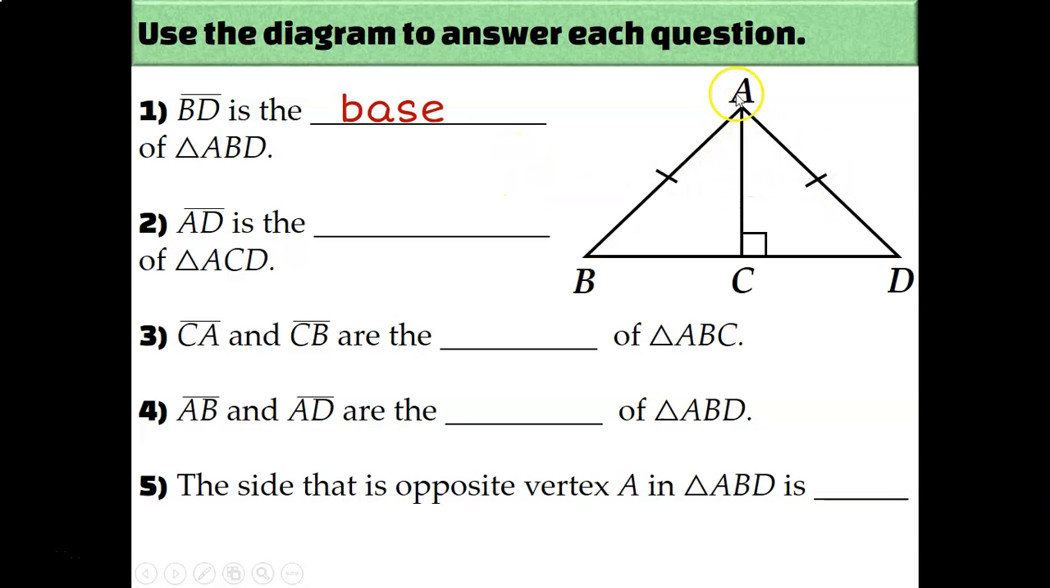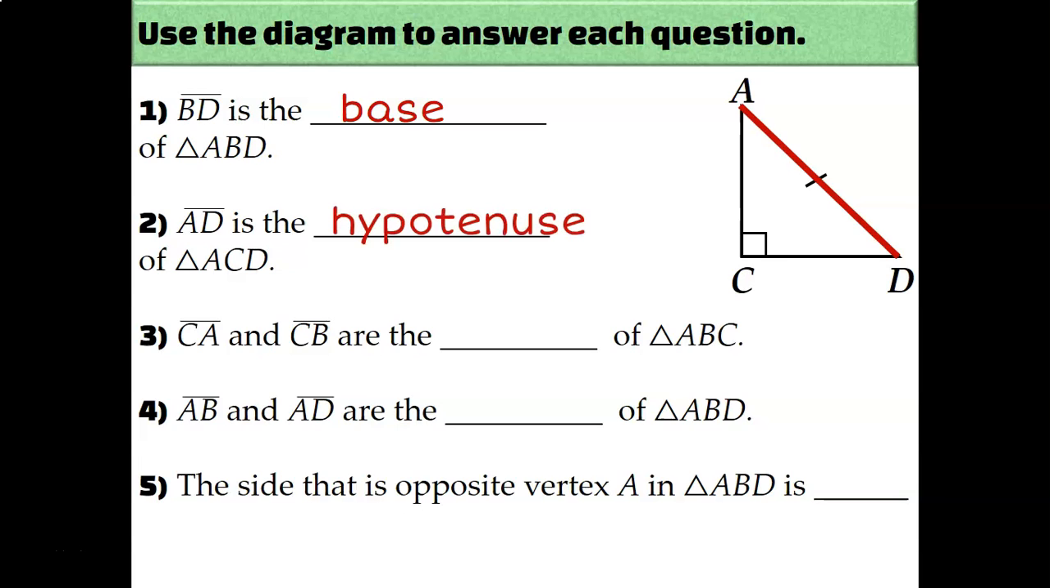What about AD in triangle ACD? Well, triangle ACD is just this one on the right, so I can ignore the stuff on the left for right now. Triangle ACD is a right triangle. And side AD is the side that is across from the right angle, across from angle C. We call that the hypotenuse.